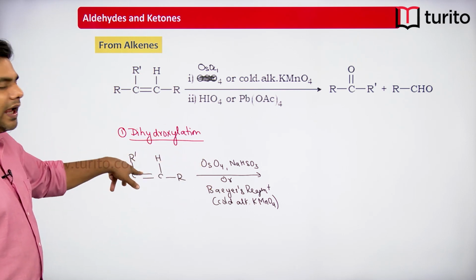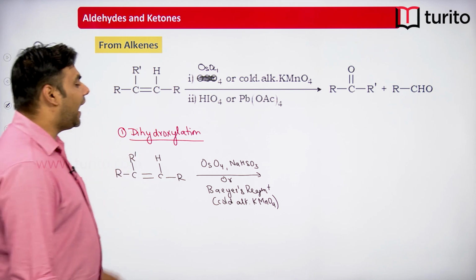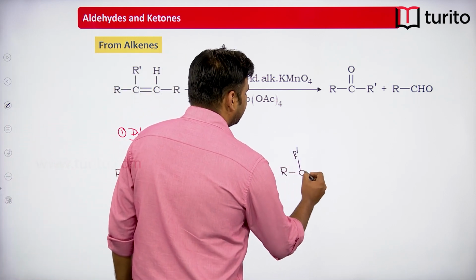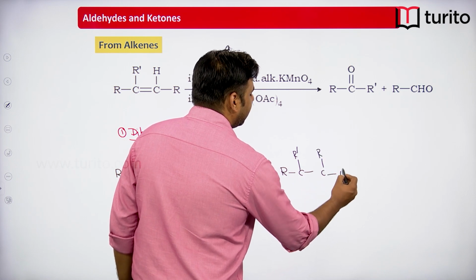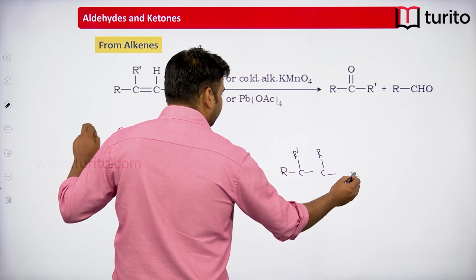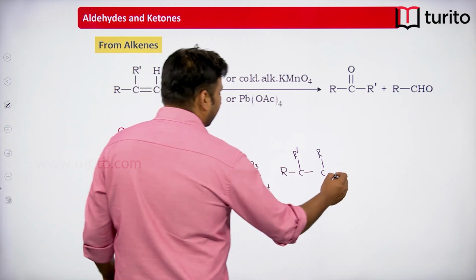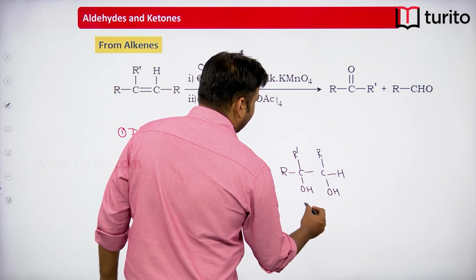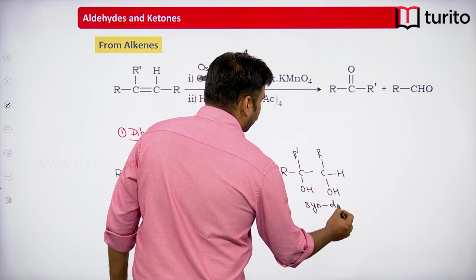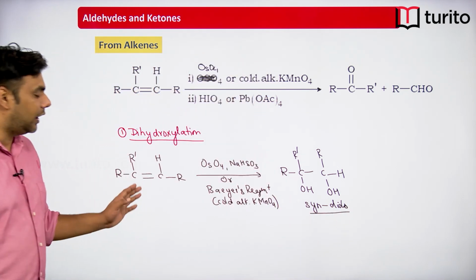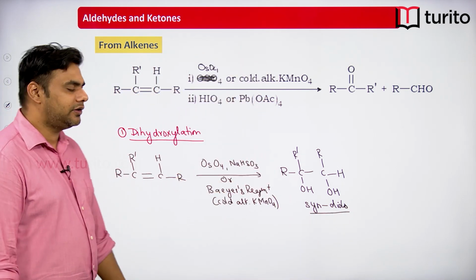So two OH groups will be attaching to the carbons and they add in a syn fashion. So in this case we get a diol, and both the OH groups are basically getting attached to the carbons from the same side. So in this case we say that syn diols are formed. So osmium tetraoxide and Baeyer's reagent are basically used to convert an alkene into a syn diol.